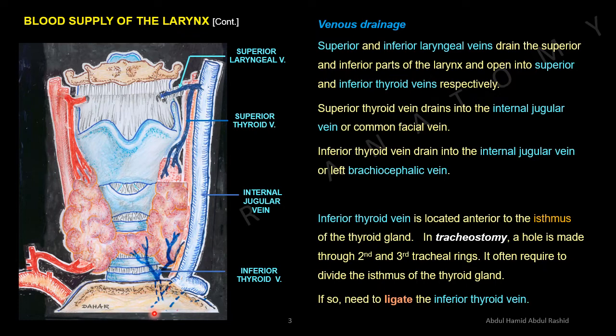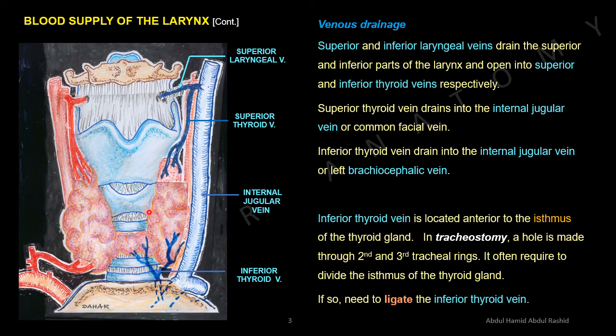Superior and inferior laryngeal veins drain the superior and inferior parts of the larynx and open into the superior and inferior thyroid veins respectively. The superior thyroid vein drains into the internal jugular vein or common facial vein. The inferior thyroid vein drains into the internal jugular vein or left brachiocephalic vein.